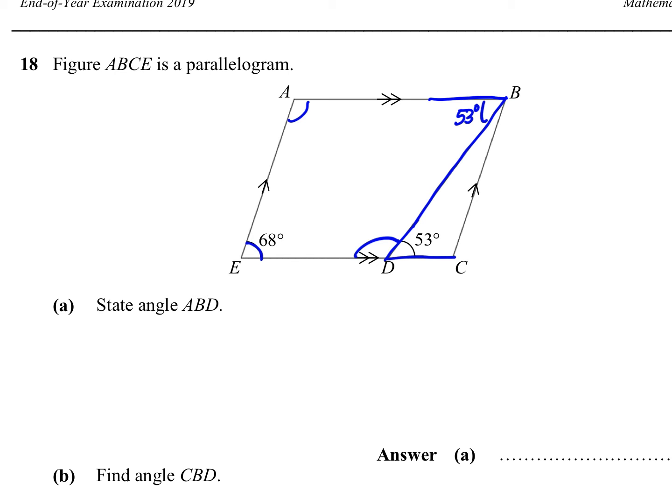They ask me to find angle ABD. So obviously, the ABD answer is just 53 degrees. Do you know the reason? Alternate angles on parallel lines.